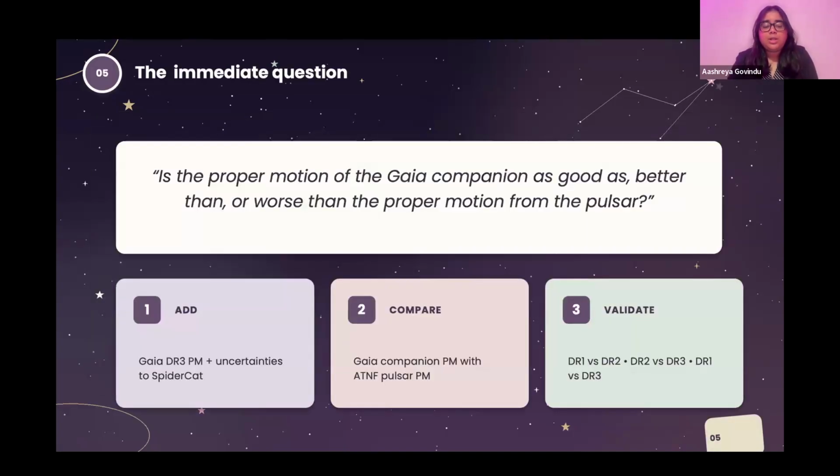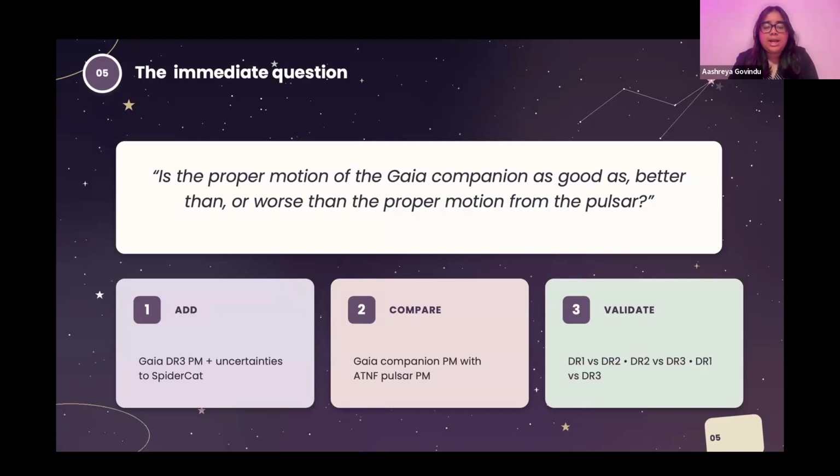So the immediate question that I was trying to answer this summer is: is the proper motion of the Gaia companion as good as, better than, or worse than the proper motion data from the pulsar? To do this, I broke it up into three main parts, the first being getting data from Gaia. So I used the most recent release of Gaia, which is Gaia DR3, and then I took the right ascension motion and the declination motion, which you can think of as perpendicular movement in the sky. And I added that to the SpiderCat dataset, which was existing.